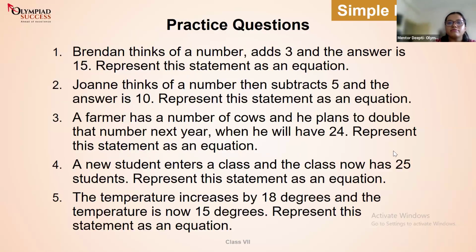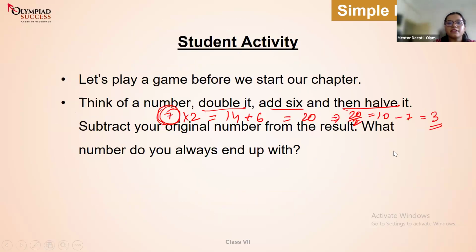Let's see it in the chats. What are your results? Okay, Sanvi got the same answer as mine. Atharv also got the same. Okay. So I hope you're getting it, that we are getting the same answer every time.